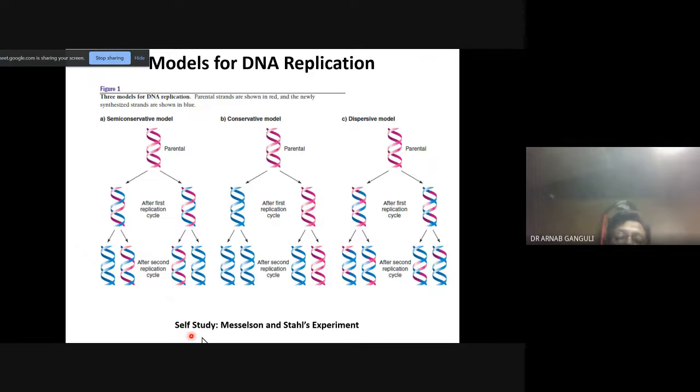Meselson and Stahl, through their experiment, this is for you to do as self study. You have the materials on how they did the experiment, and you have to ask me questions. They found out that DNA replication is semi-conservative. They have proved it.